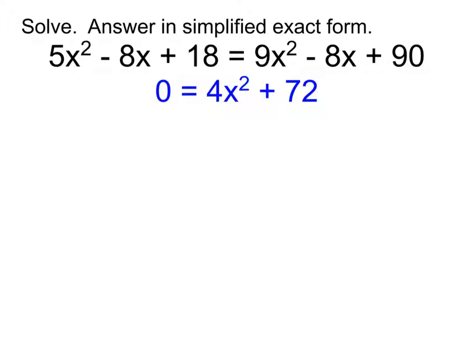Which method do we want to use in this case? Square root principle, yeah. Or square root property. They both mean the same thing. And so that means I'm really wanting to go ahead and subtract that 72 from both sides. So I get negative 72 equals 4x squared. And I still want the squared part by itself. So I'm going to divide both sides by 4. And if I divide negative 72 by 4, I end up with negative 18 equals x squared.